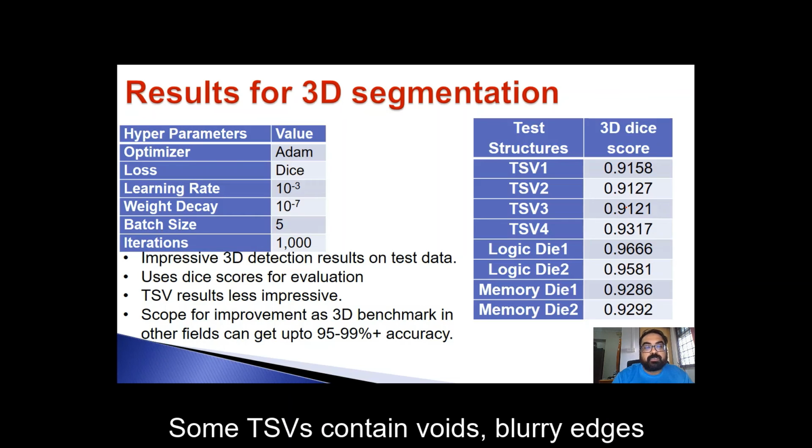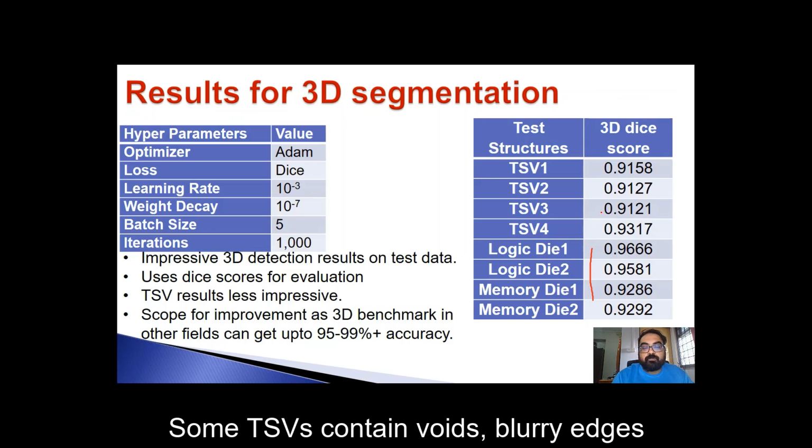Now we show our results for 3D segmentation. The hyperparameters we use for our model training are shown on the left. We use the dice loss that we explained before. Our optimizer was Adam, and we had the following learning rate and batch size, and we used 100,000 iterations for our model training. On the right side, you see the 3D dice scores, and you can see similar observations compared to 3D object detection, that our dice scores on logic and memory die are higher than what we see in TSVs.